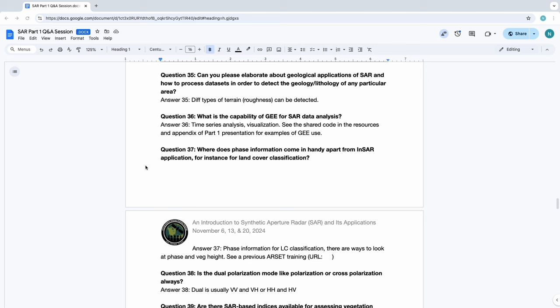You do have to do your own coding, and in the links I shared with you in the appendix of this presentation, there are some demos that have been done with Google Earth Engine, and the code is there. So you can run that and take a look at the types of things that you can do on Google Earth Engine for flood mapping, for example. And then you can take that code and modify it for your application of interest.